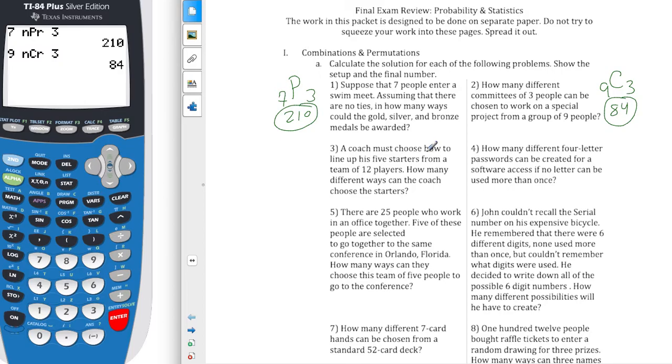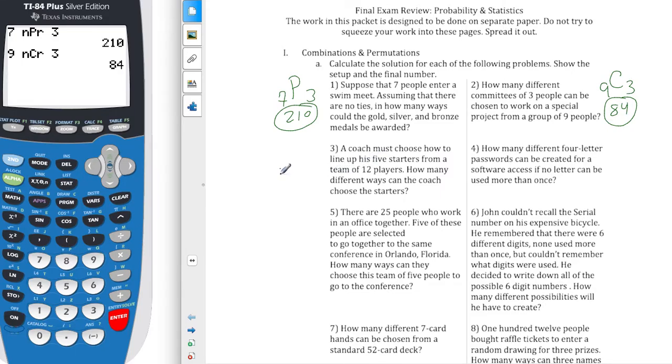Right, now for number 3, a coach must choose how to line up his 5 starters from a team of 12 players. How many different ways can the coach choose his starters? So notice here that, assuming this is a basketball team, the order of the players is not important. It's not like the first person picked gets to be the point guard and the second person picked is the shooting guard. It's just the 5 people are the starters, and that's it.